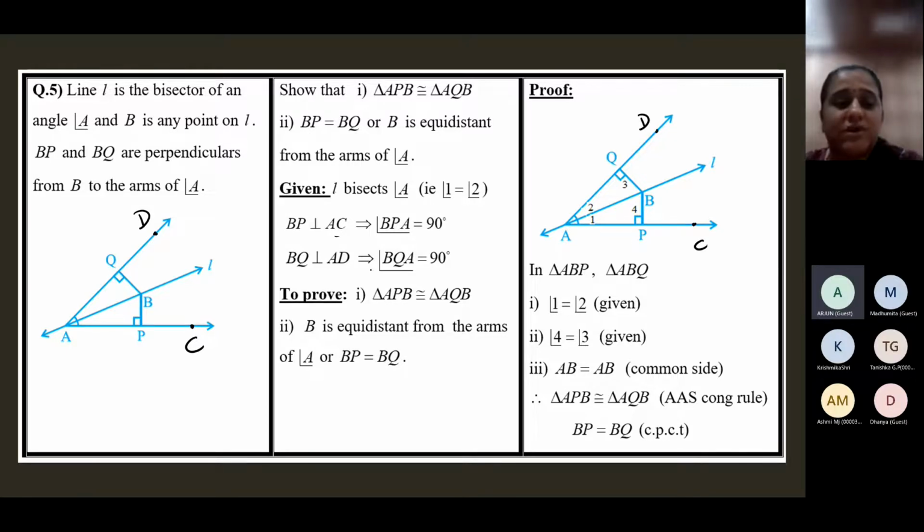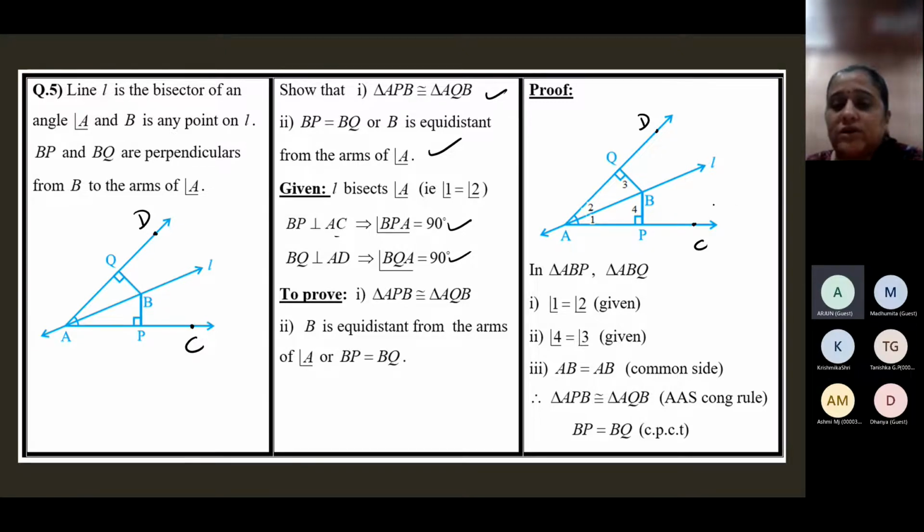All right, children. So I've written BP is perpendicular to AC, and BQ is perpendicular to AD. That means angle BPA is 90 degrees and angle BQA is 90 degrees. So this is what is given. All this is given to you. We need to prove these two things. Write the same thing here under to prove.